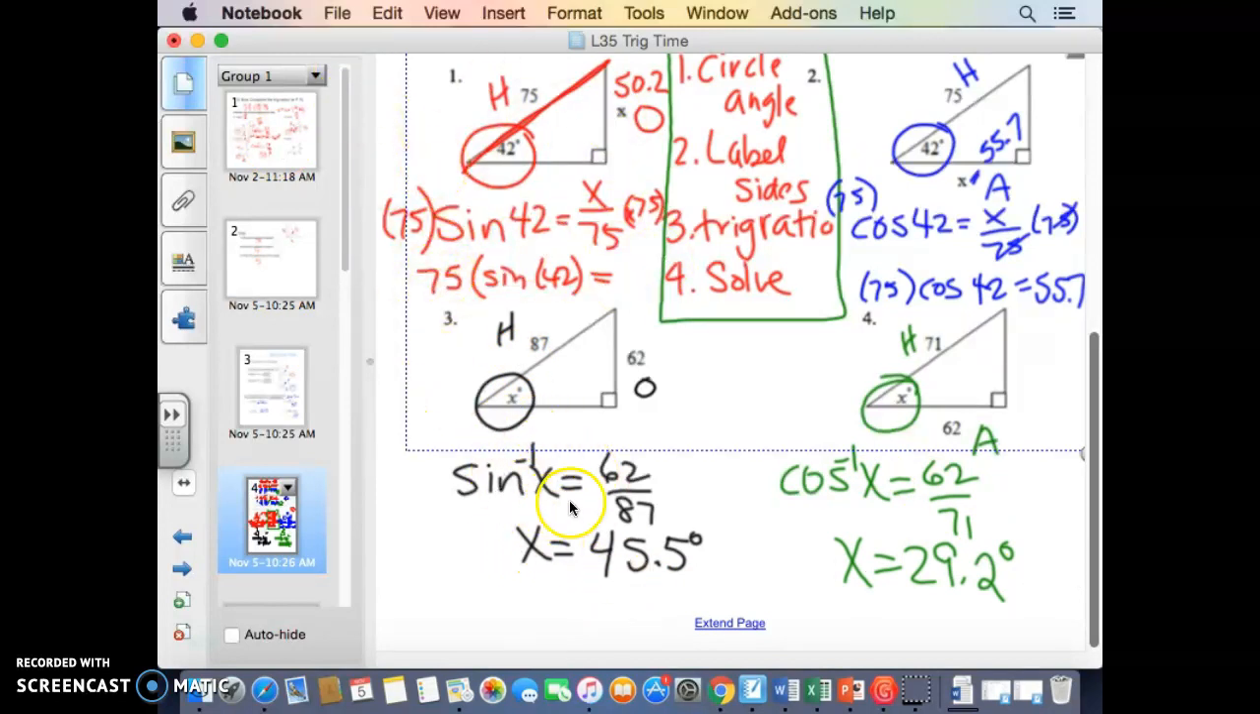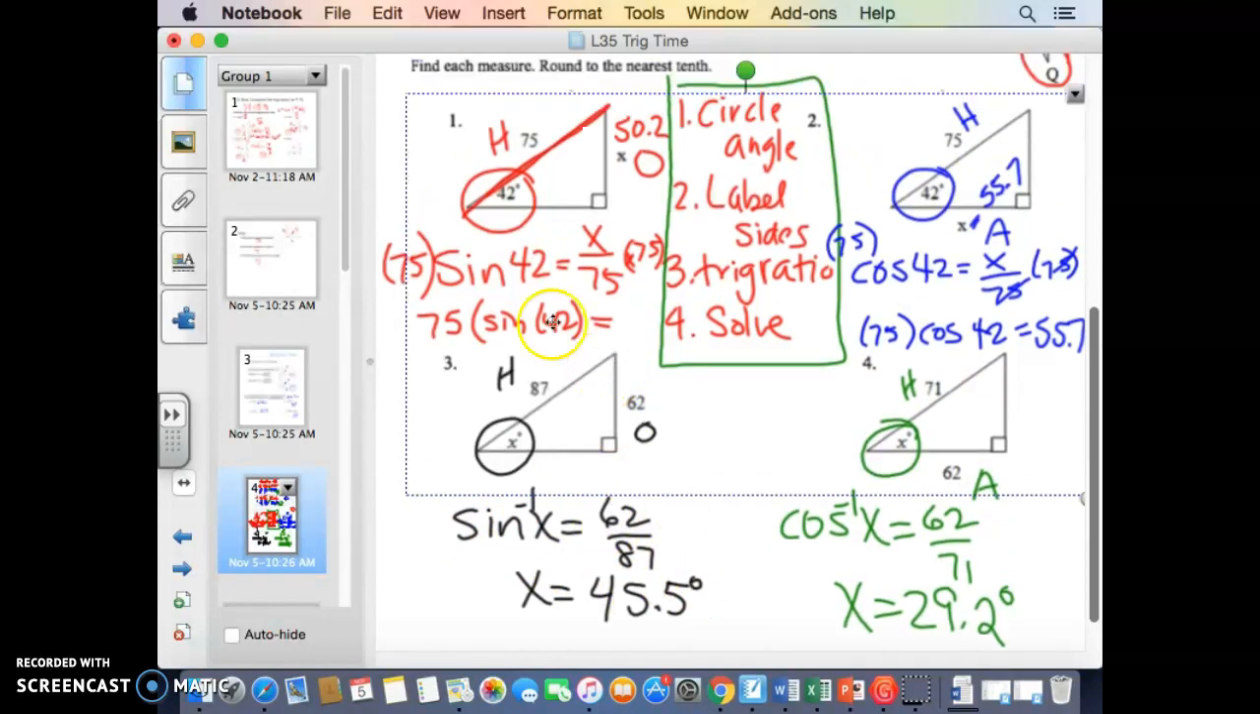Remember, when you're looking for an angle, you have to hit second, sin, and then put this in parentheses. When you're looking for a side length, you'll notice that this was a multiplication problem. So we just typed it in our calculator as it was.